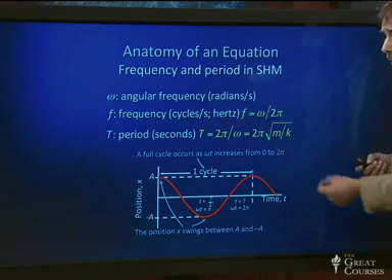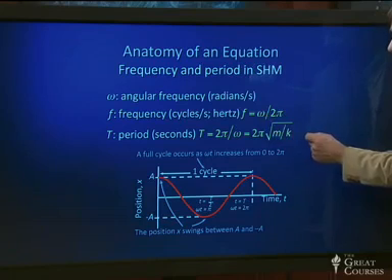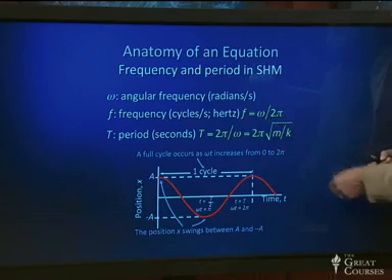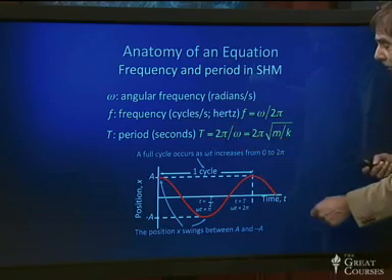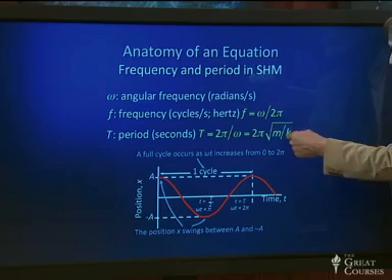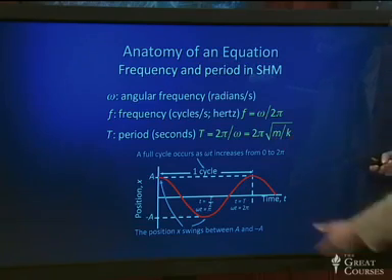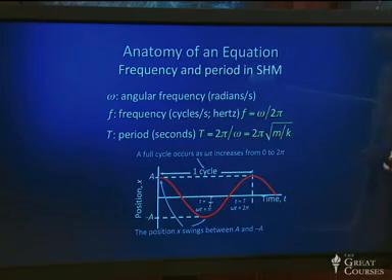The regular frequency in hertz, because there are 2 pi radians in a full circle, is smaller by a factor of 2 pi. So it's omega over 2 pi. And the period in seconds is 2 pi over omega, or 2 pi times the square root of m over k, because omega was the square root of k over m. And again, a full cycle occurs as omega t increases from 0 to 2 pi.